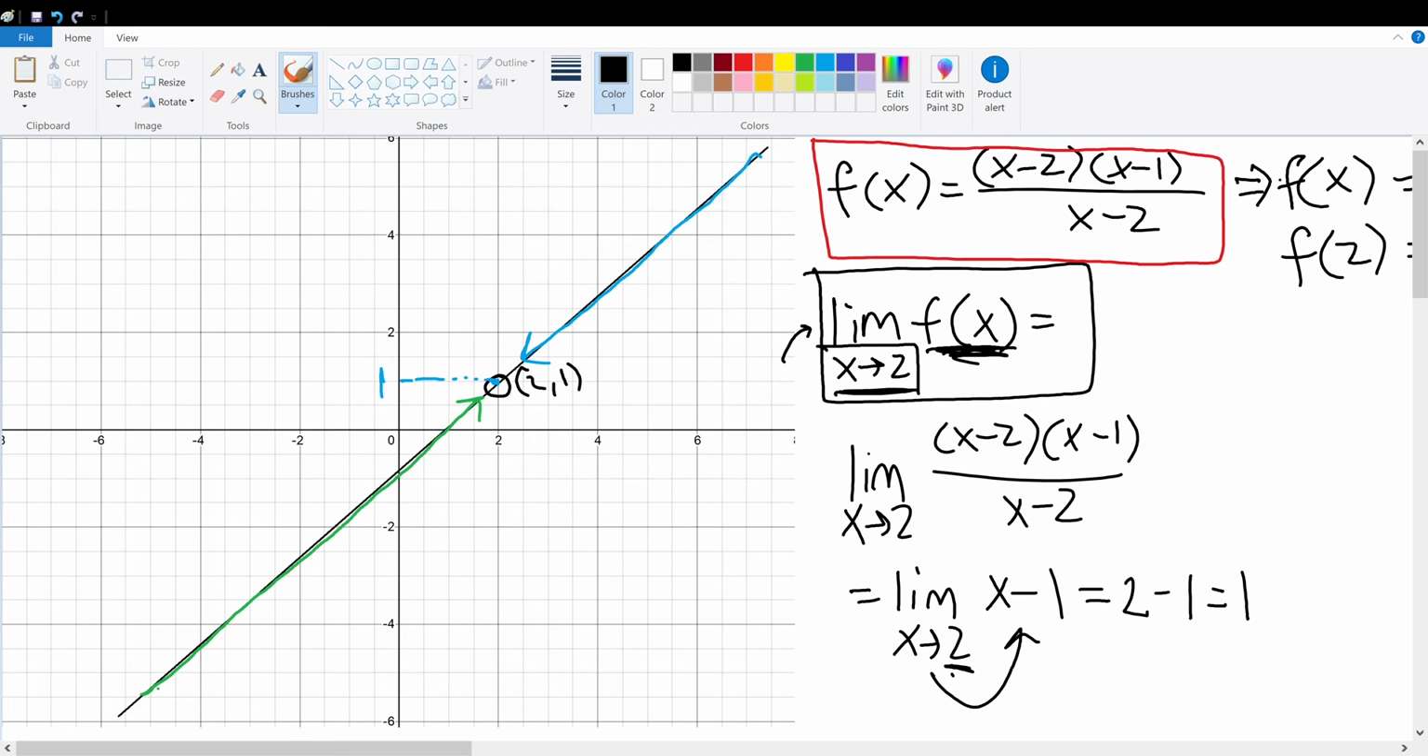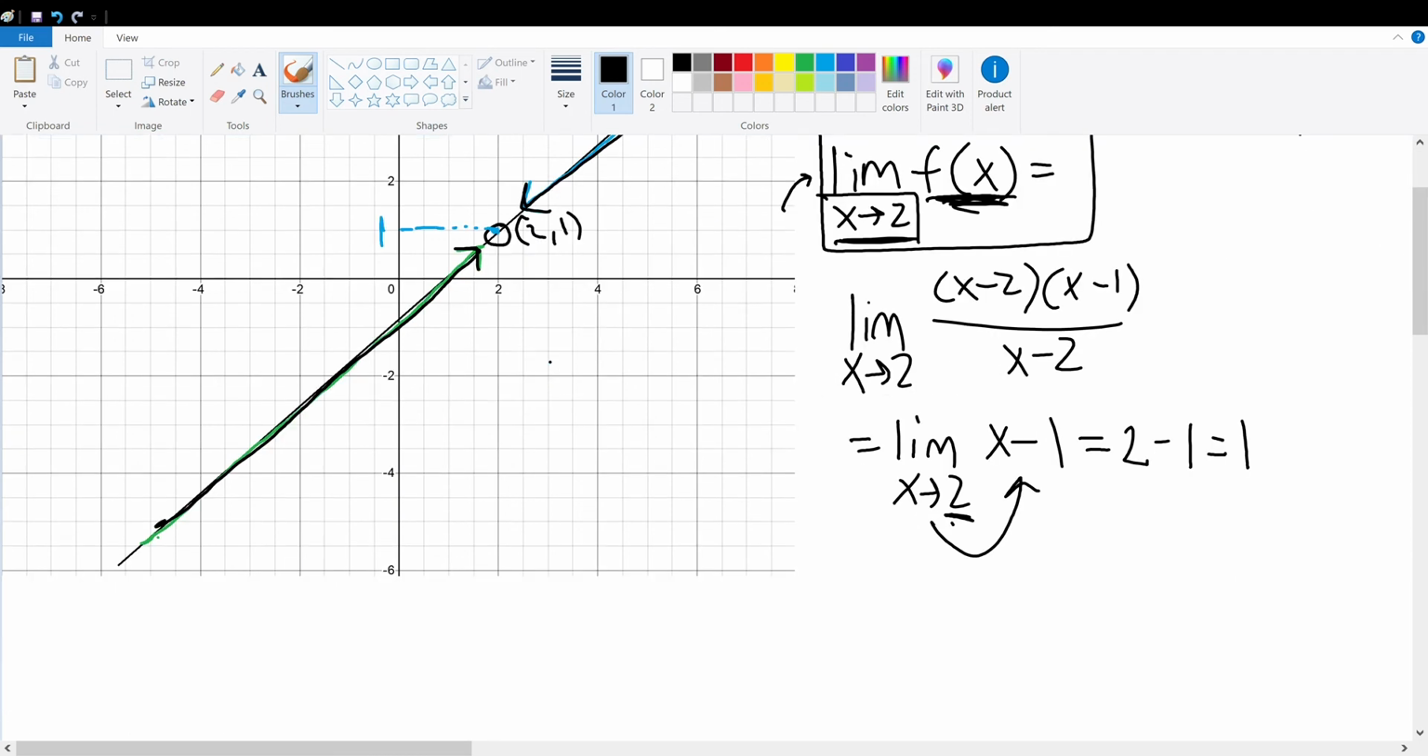And you can see here visually that when we approach 2 from the left hand side and approach 2 from the right hand side, it will approach y equal to 1. You might be wondering why I said that this limit exists, and what makes a limit to be defined?